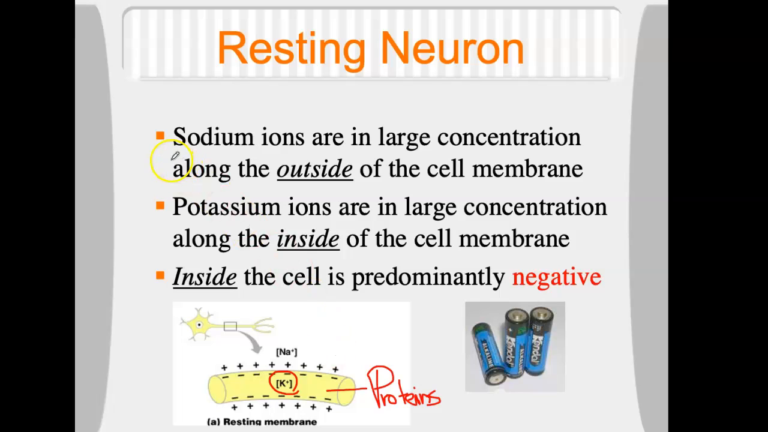Now, let's look at the specifics. Sodium ions are in large concentrations along the outside of the cell membrane. Okay, very positive on the outside. Potassium ions are in a large concentration along the inside of the cell membrane. Now, the trick is that potassium is also positive. So how is it that the inside of the cell is predominantly negative? Well, it's because of these proteins. You have to remember those at all times. So even though both of these ions are the same charge, there's going to be something else that sort of disrupts that charge, and it's those proteins.